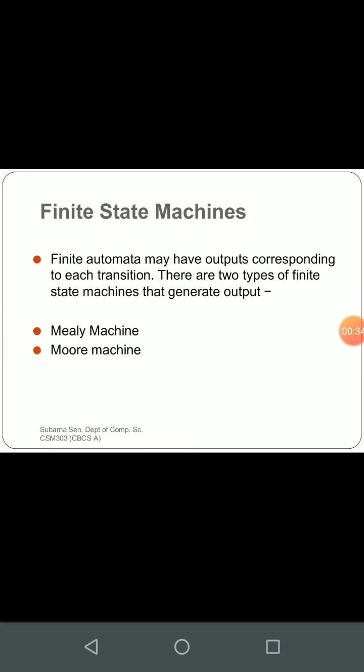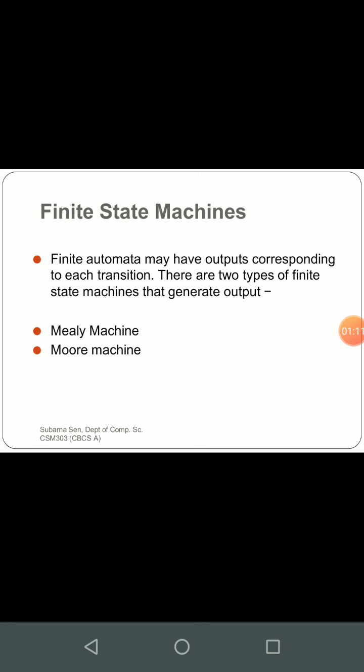So first, finite automata may have outputs corresponding to each transition, right? In case of finite automata, what we have done in NFA and DFA, we have just seen that for a particular input, one state is transiting to another state, but we have not considered while transiting from one state to another whether they are generating any outputs or not. We only focused on the state and the input value, no outputs were there, but now in this machine we will focus on the output part as well.